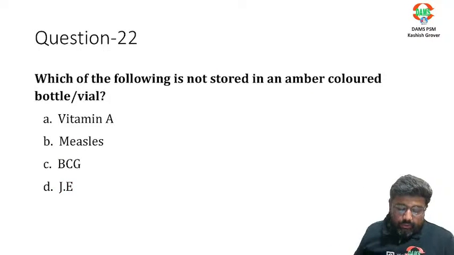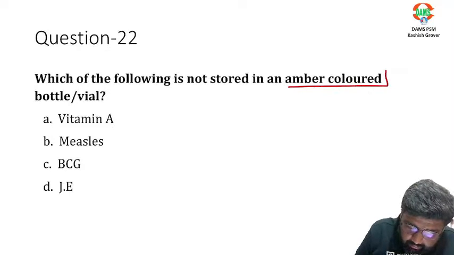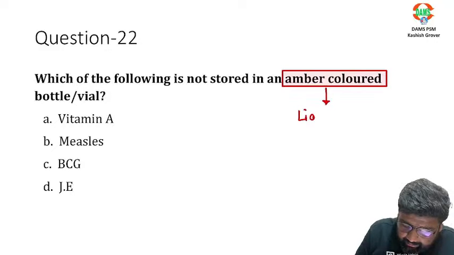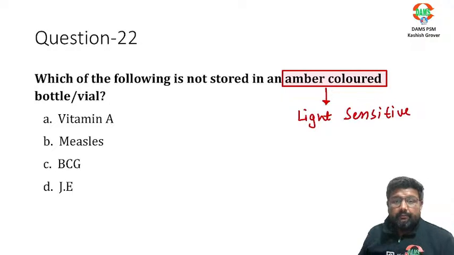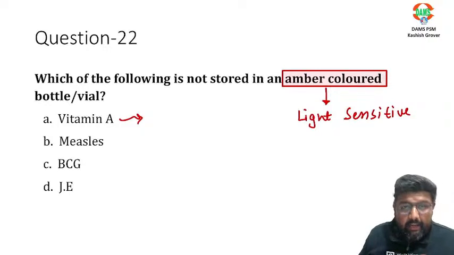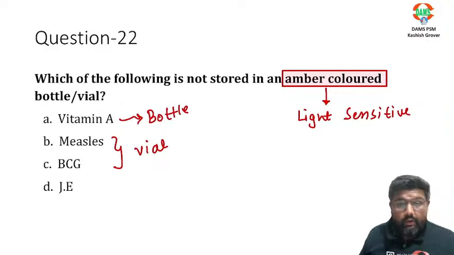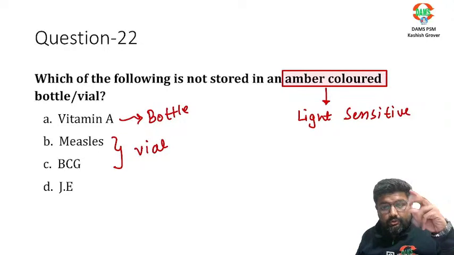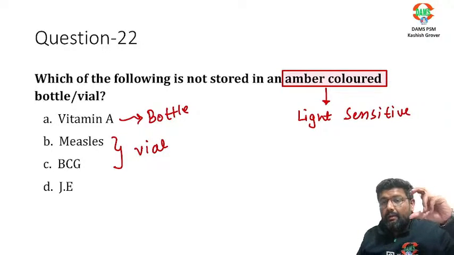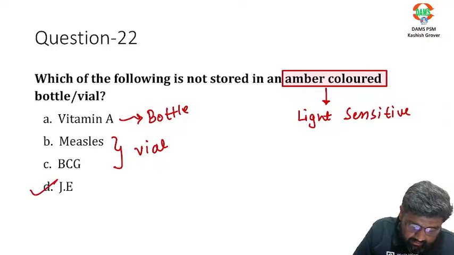Which of the following is not stored in amber colored bottle? Whenever we have a light sensitive substance, we store in amber color. Vitamin A is stored in amber color bottle, whereas measles and BCG are stored in amber color vial. It is dark color, almost black color, vial or bottle. But JE is not.